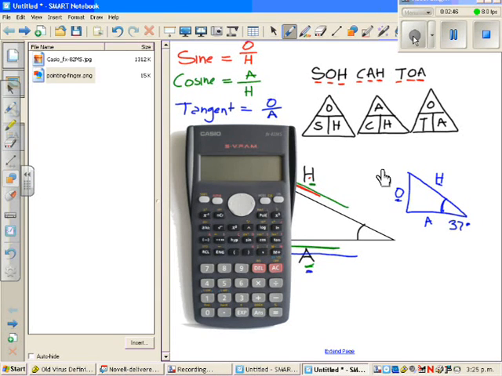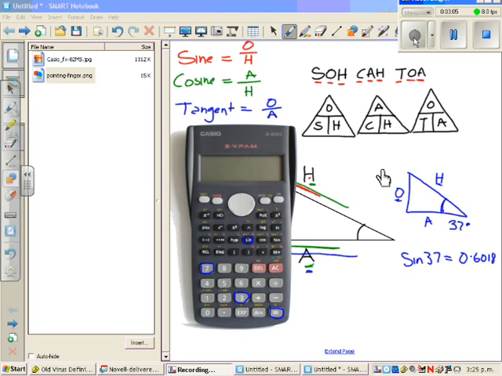And to do that on our calculator, we push sine, which is right there, and then the angle, equals, and that will return the ratio to us. And the sine of 37 gives us a ratio of 0.6018. That's telling us a ratio between the opposite side and the hypotenuse side.